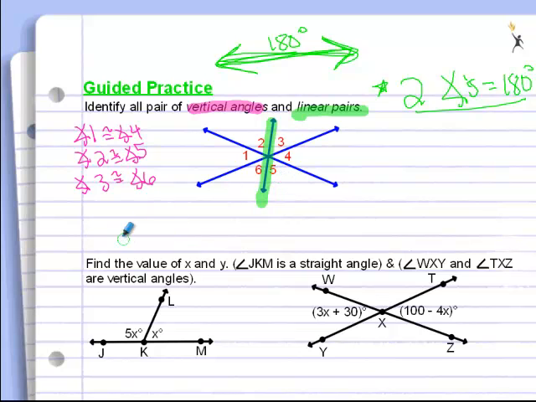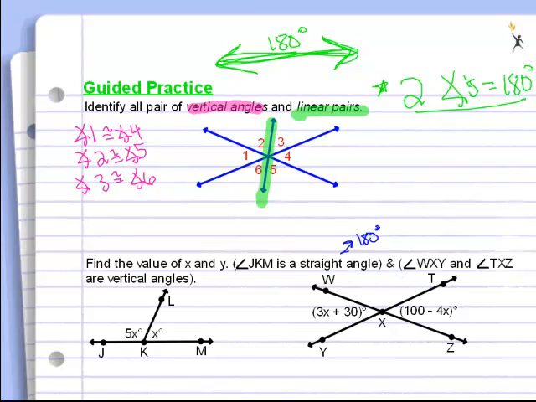Let's go to the next one. Find the value of x and y. Little note, JKM is a straight angle, and WXY and TXZ are vertical angles. So over here, we're told that JKM is a straight angle. Hopefully you can remember what a straight angle means. A straight angle means it adds up to 180 degrees.